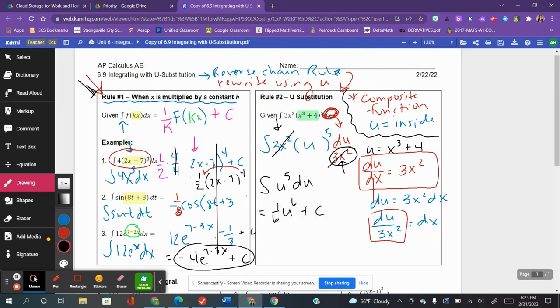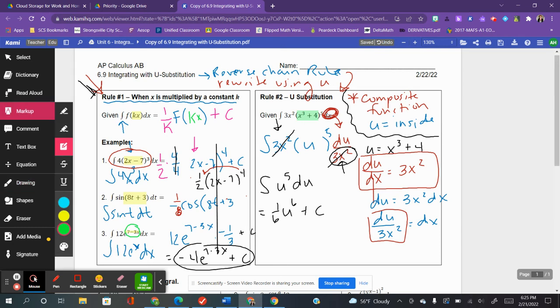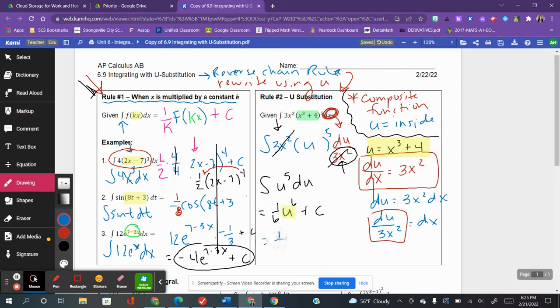And then I'm going to take what u was equal to, and I'm going to replace u here with what it was equal to. So I really have 1/6 in parentheses x cubed plus 4 to the 6th, and then plus c.